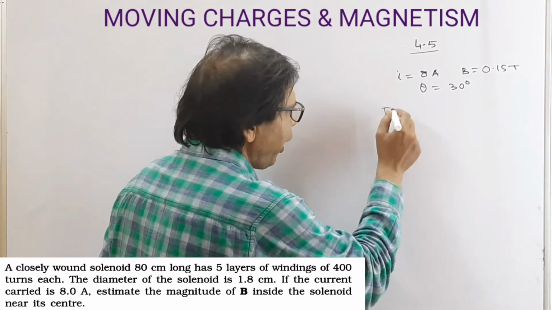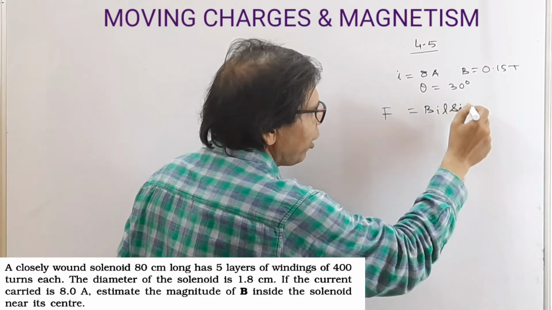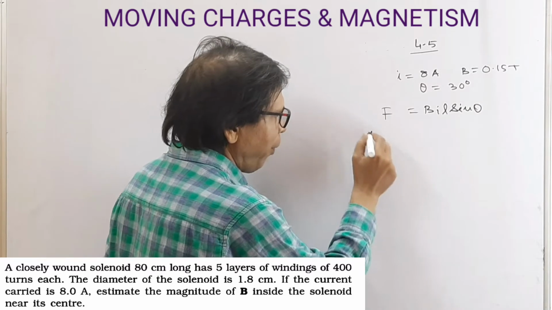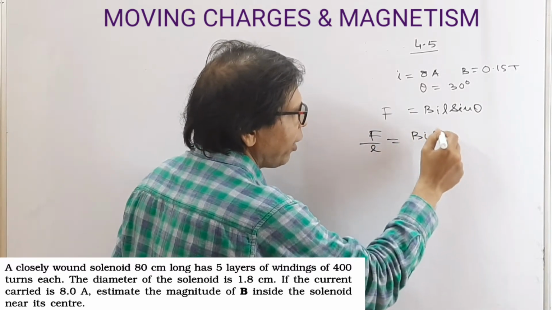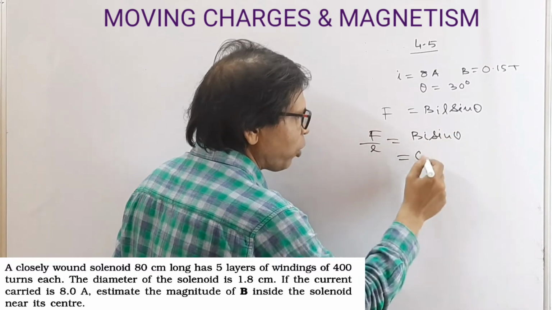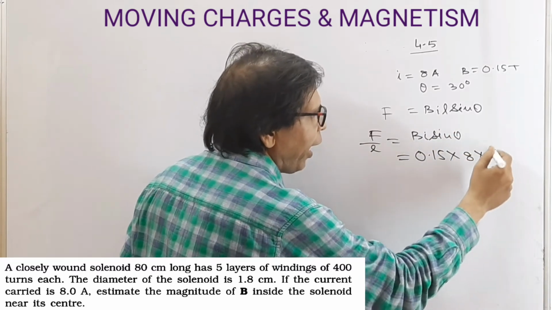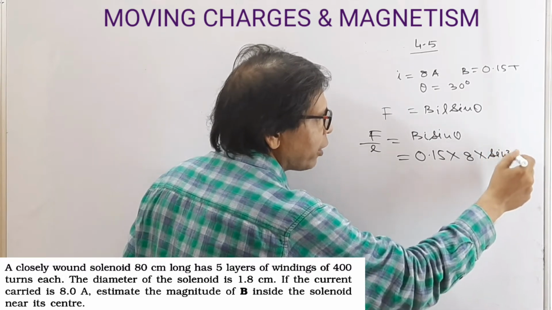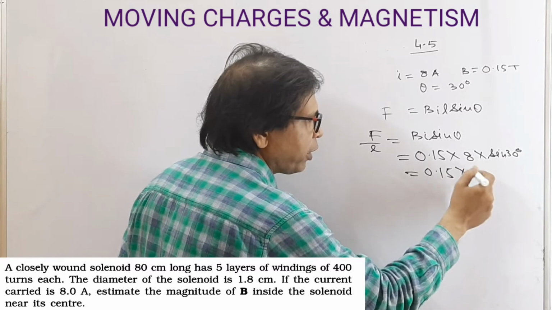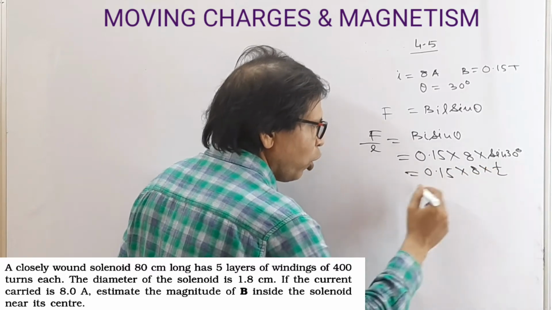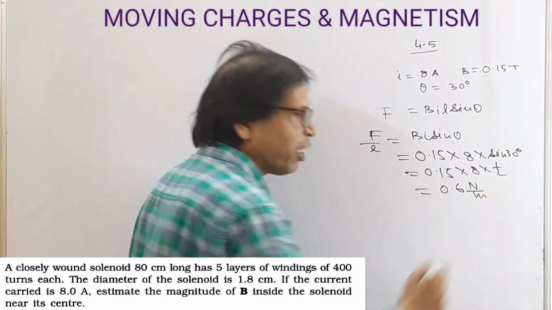So we know F equal to BIL sin theta. Here, F by L equal to BI sin theta. Now B equal to 0.15, I equals 8 ampere and this is sin 30 degree. So this is 0.15, this is 8, this is half, so this is 0.6 Newton per meter.